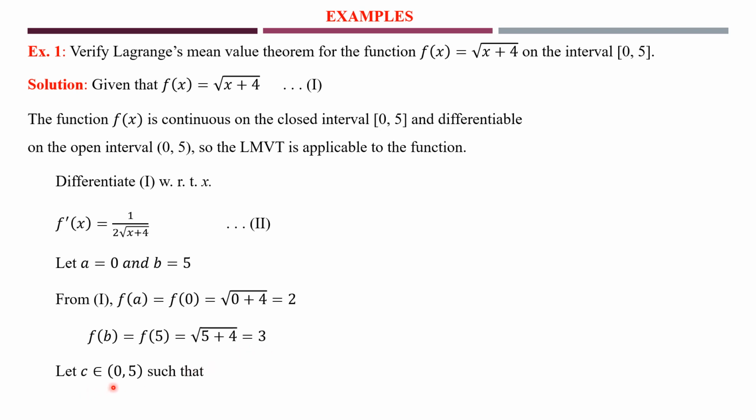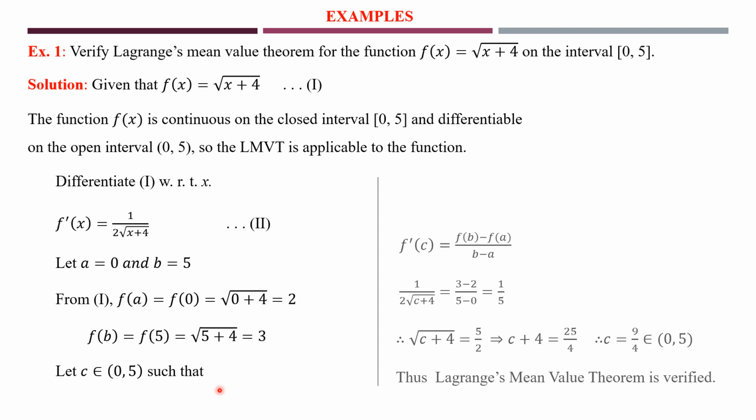Then c belongs to the open interval (0, 5) such that the formula is f dash of c equal to f of b minus f of a divided by b minus a. F dash of c: substitute x equal to c in the value of f dash of x. Then we get 1 divided by 2 root of c plus 4. Putting the values of f of b minus f of a, that is 3 minus 2, divided by b minus a, that is 5 minus 0, is equal to 1 divided by 5.